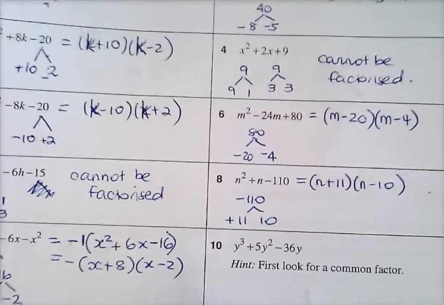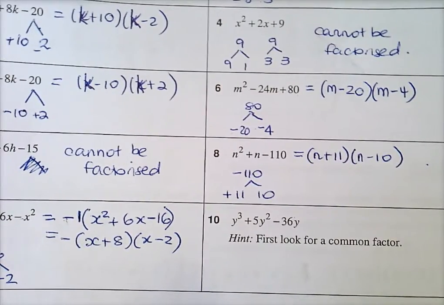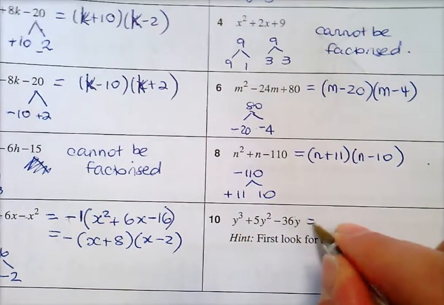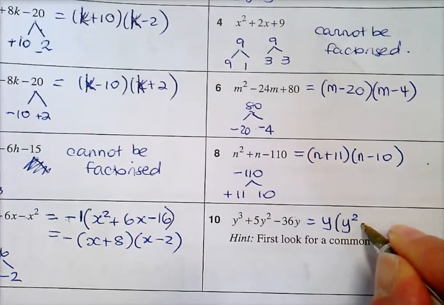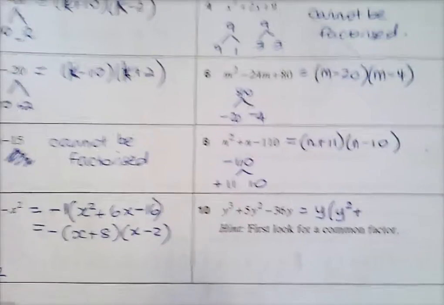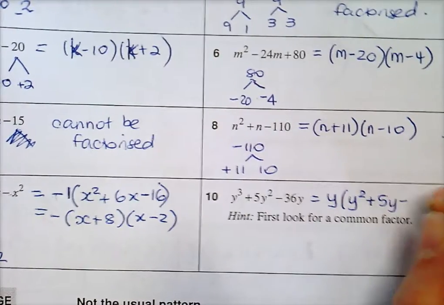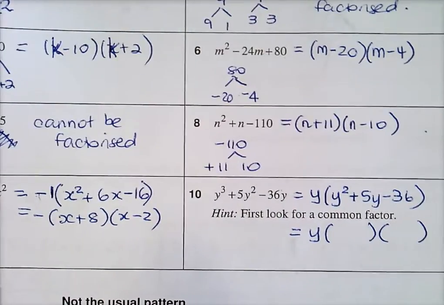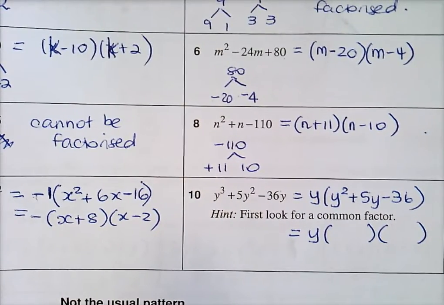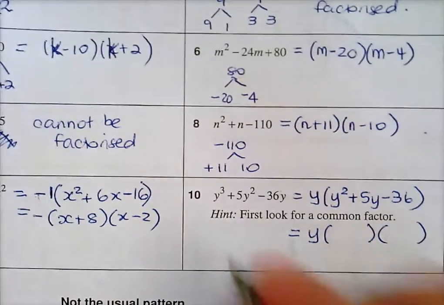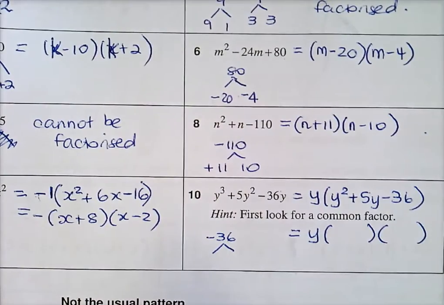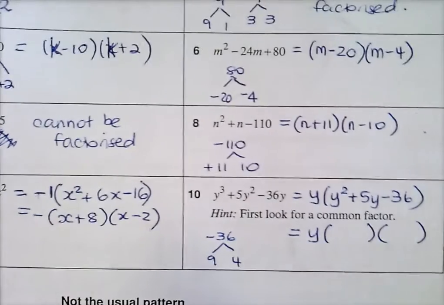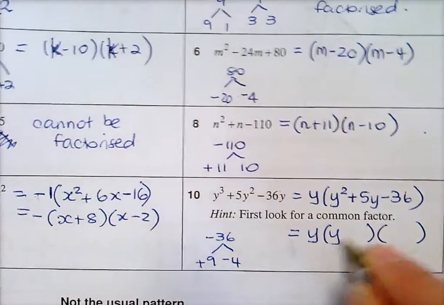We need to do these hard ones down here. Girls, what's a common factor? y bracket, y squared plus what, girls? 5y minus 36. Now that we've done that, two numbers that multiply to give negative 36 but add up to give positive 5. 9 and 4 definitely, but which one's positive? Plus 9.